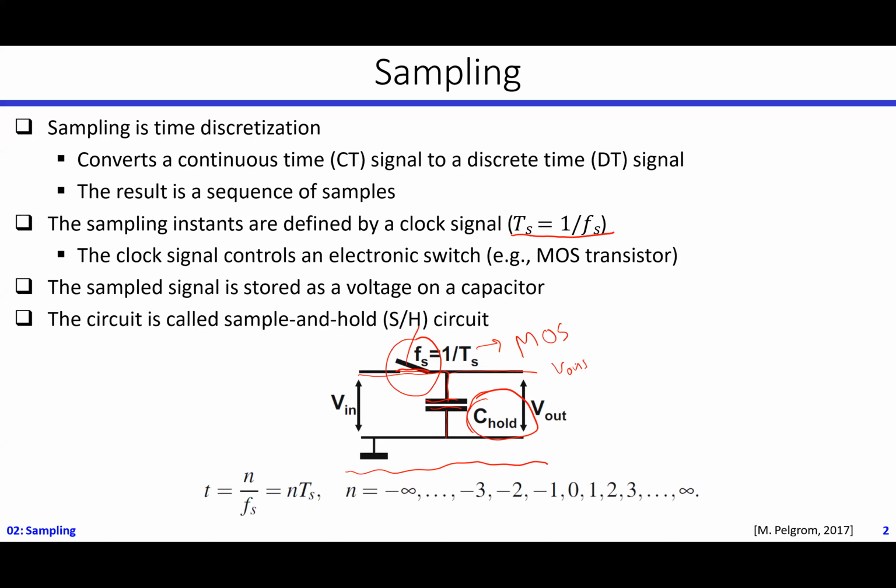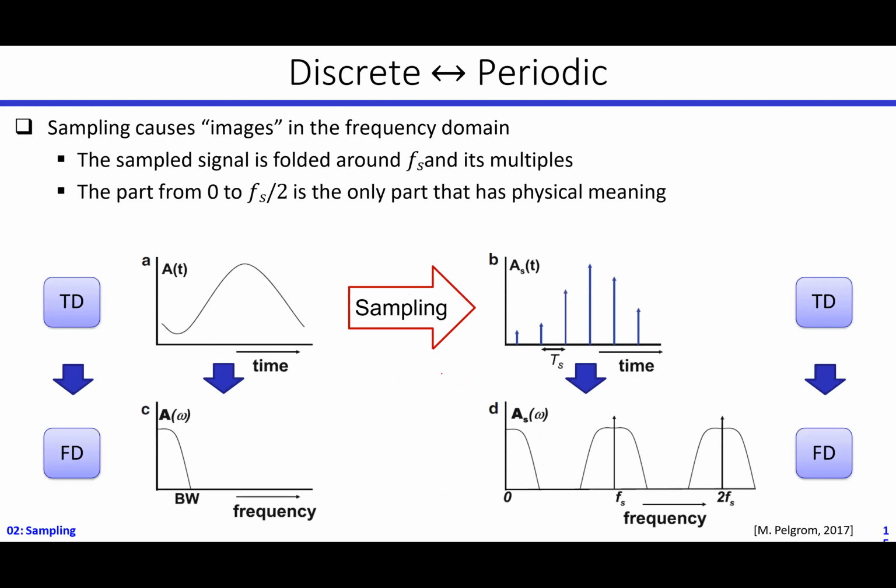Once the switch is closed, we are tracking the input voltage. Once it opens, we are supposed to hold this value until the next time the switch gets closed. So this circuit, we call it either a track and hold or a sample and hold circuit. We will describe them also, and we'll come to the details of their implementation. Okay, so sampling basically again creates images of the original signal in the frequency domain.